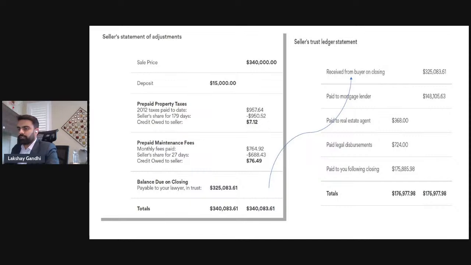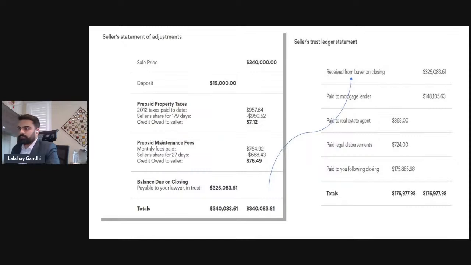Usually the monthly fee in this case was $764, but the seller was only there for 27 days out of 31. That's why 3 to 4 days' worth of adjustment, $76, would also need to be captured in the statement of adjustments. Based on this, $340 plus $7 plus $76 works out to approximately $383. Same thing, the debits and credits need to match. That's why the balance in the trust here as well is $325,083.